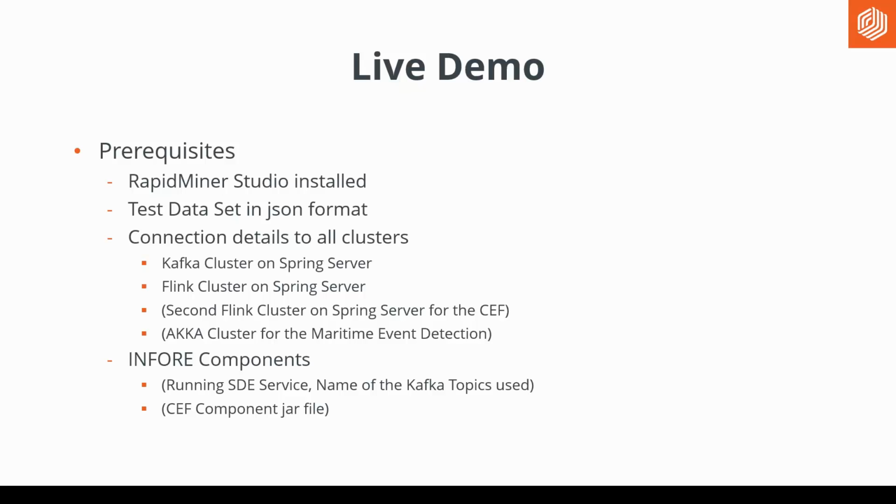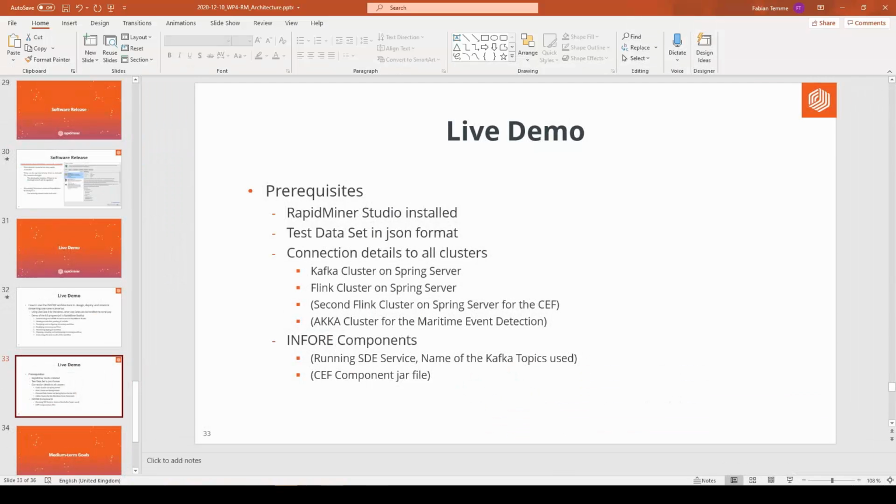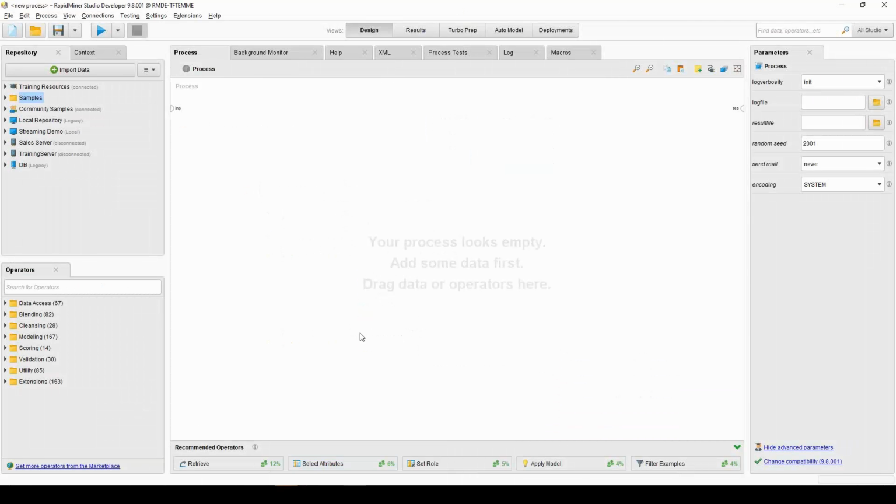I also want to use the SDE service here, so you need to have a running SDE service and the name of the Kafka topics used. And as I want to deploy the CEF, I also need to have the CEF component jar file. If you want to use them in your cases, you have to ask the corresponding partners, obviously, either how to deploy the SDE service or how to access the CEF component and so on. So with these prerequisites, I will switch to Rapidminer Studio.